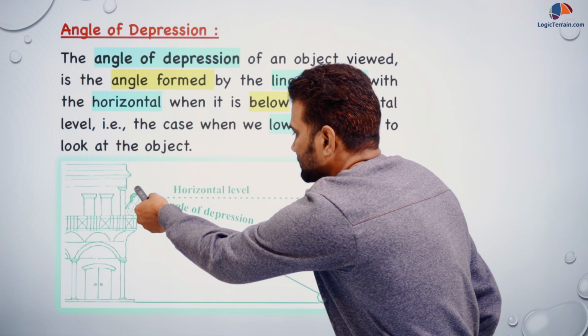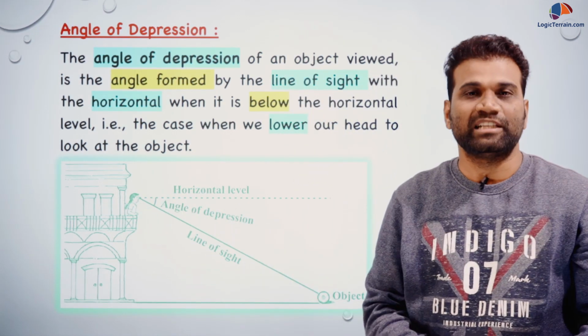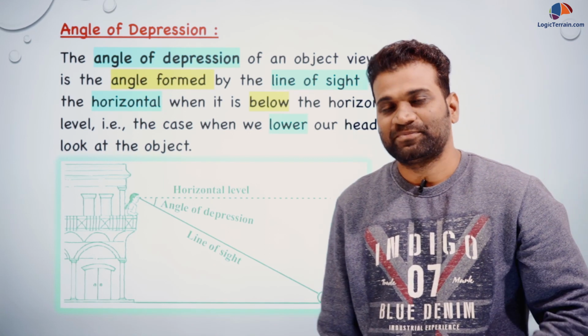The angle made with the horizontal line to see this object is called the angle of depression. Right? Clear? Next, here are some note points. Before moving into our actual problems, you need to know some important points.